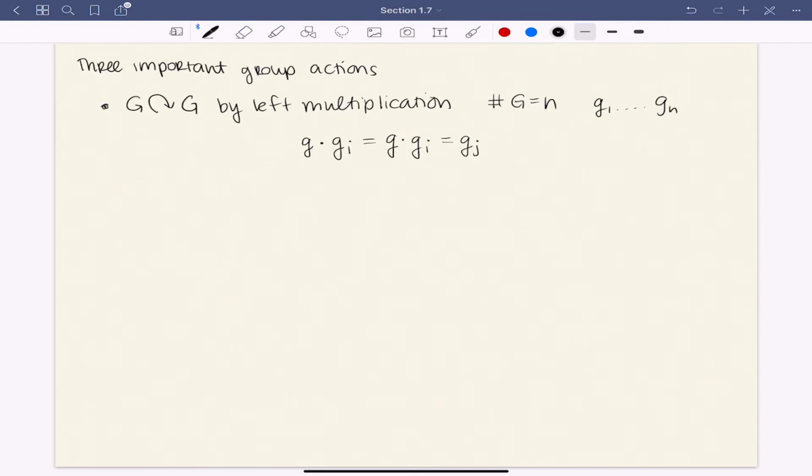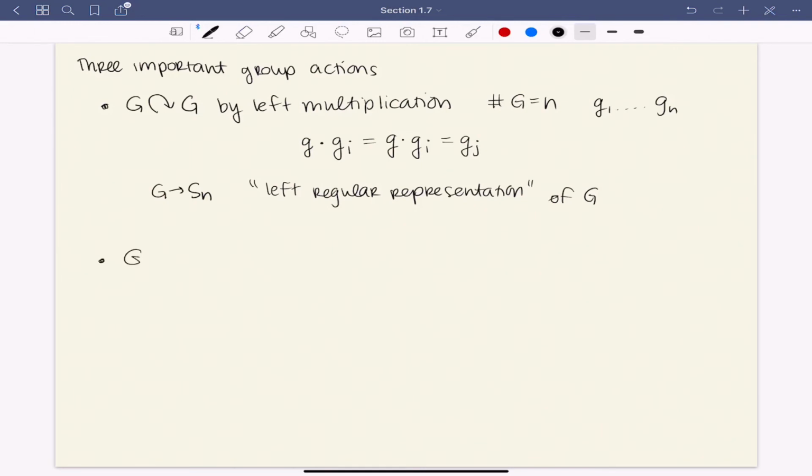The map that we get from G into Sn from this action is sometimes called the left regular representation of G. And it's left because I multiply on the left. There would be a right regular representation if I was focusing on right actions.